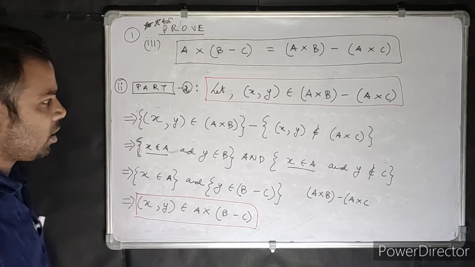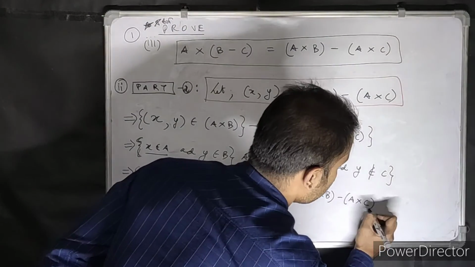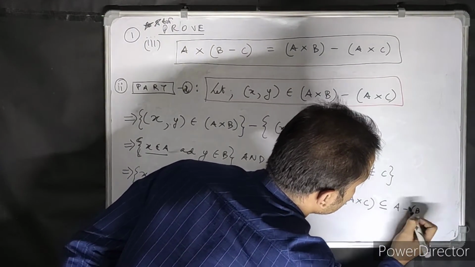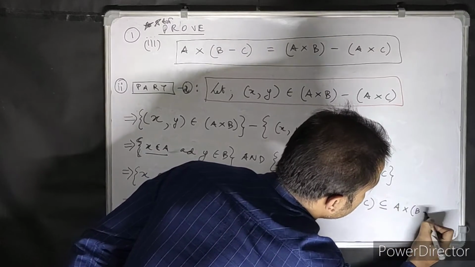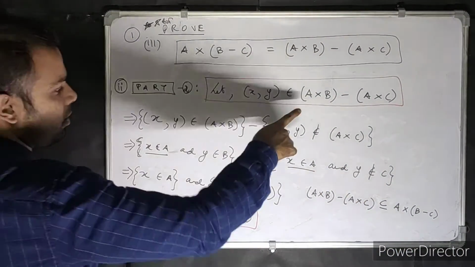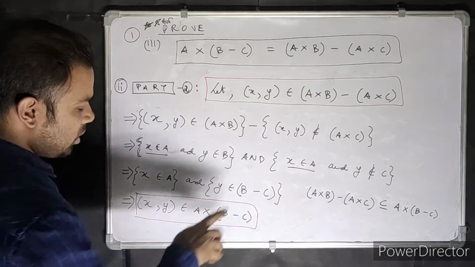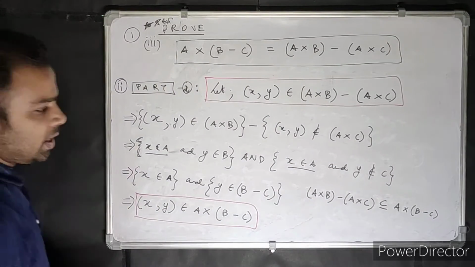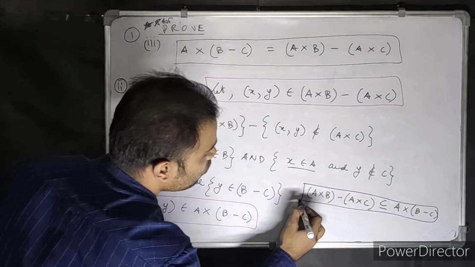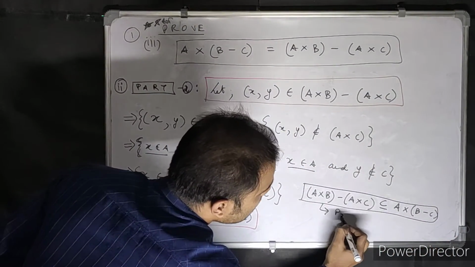Yeah, A cross C is a subset of A cross B minus C. Okay, look, we have started from here: B does not belong to C, B minus C. We ended over there. So this is your P2. This is your P2.